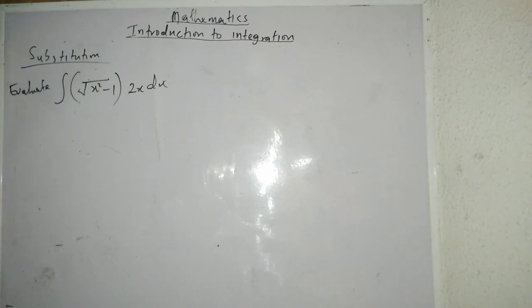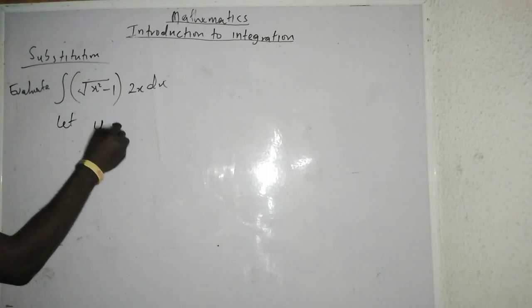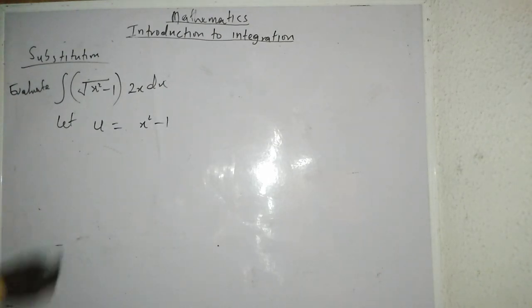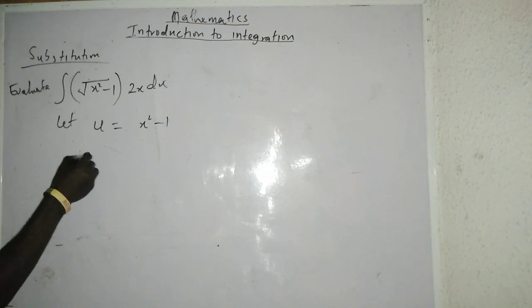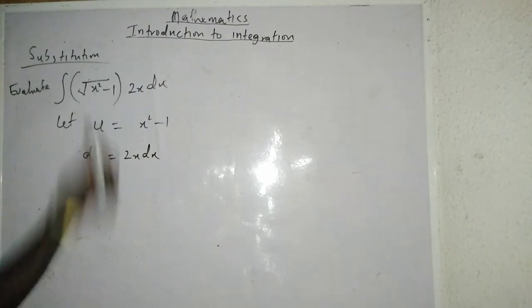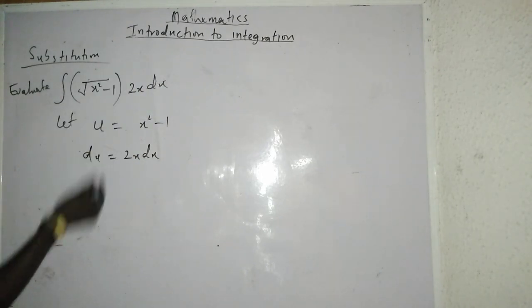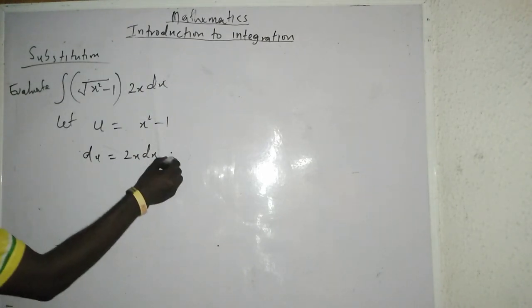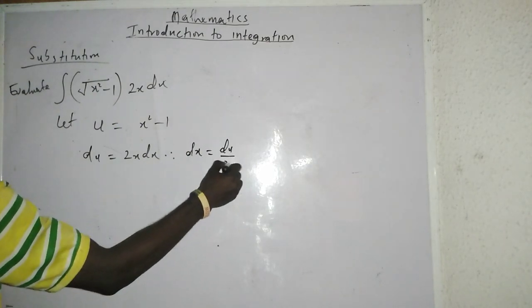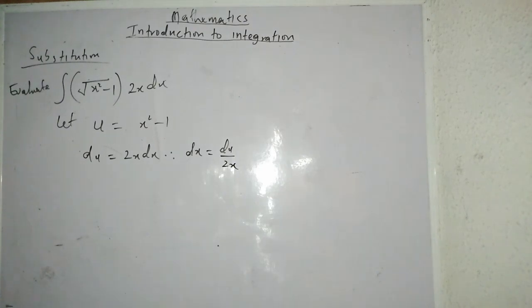I want to evaluate this particular problem. What I will do is let u equal x squared minus 1. Next, du will be 2x dx, because this is a constant. Therefore, my dx will be du all over 2x.